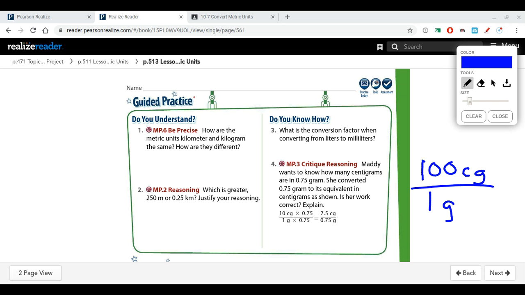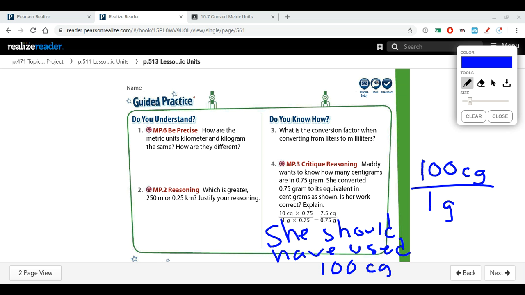Okay, so this is my conversion factor. If I take a look here, she did 10 centigrams times 75 hundredths equals 7.5 centigrams equals 75 grams. She's not correct, right? She needed to use the conversion rate. She should have used 100 centigrams for 1 gram.